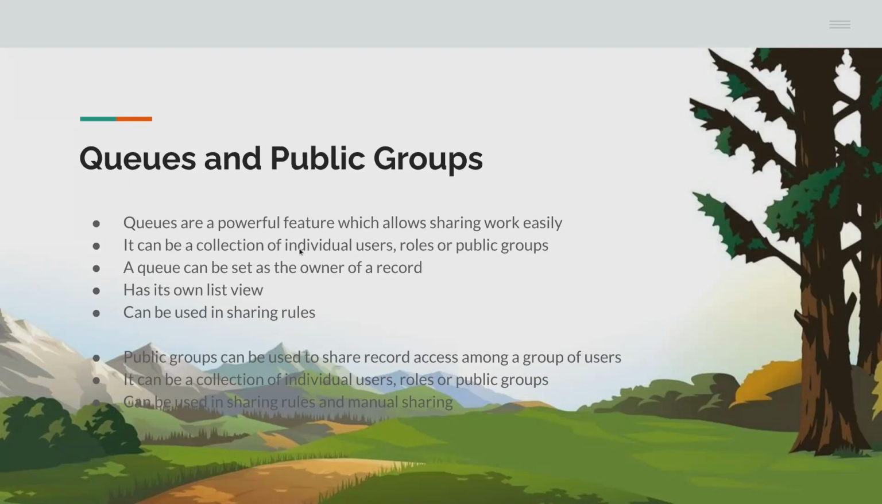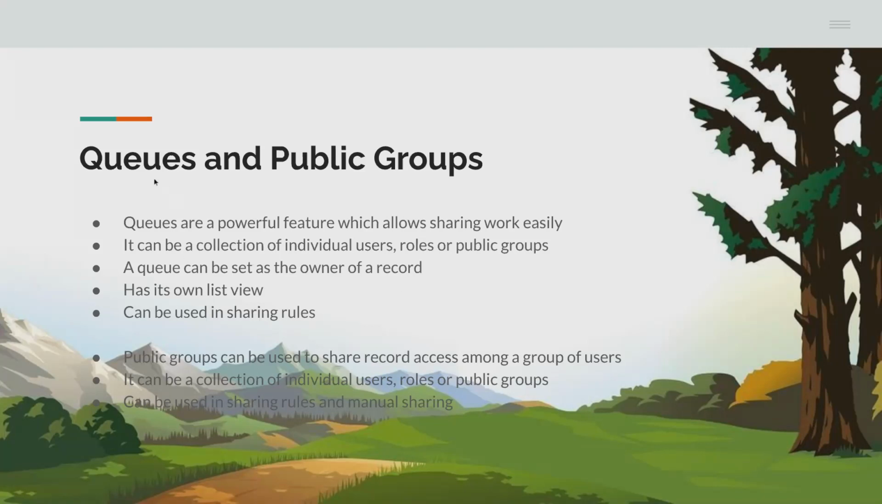The special thing about queues is that a queue can be the owner of a record. Normally, we say that one user has to be the record owner, but queues can also be set as the owner of a record. And if a queue is set as the owner of a record, then all the users in that queue, all the members of that queue, will have full access, read and write access, to that record.